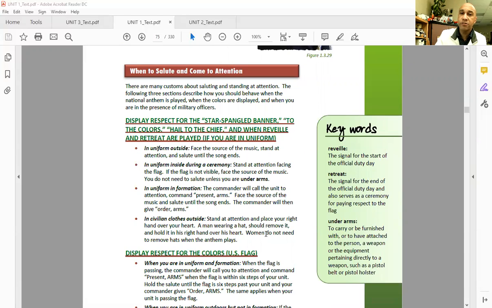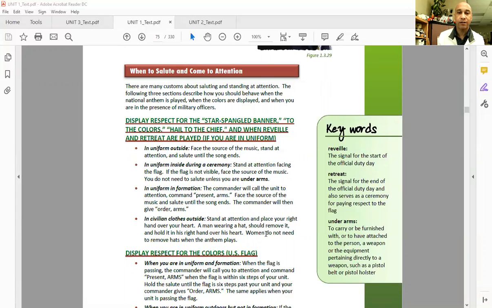All right, if you see me in civilian clothes, do you salute? The answer is no. You haven't served in the military yet. Congress authorized me to salute years ago. They haven't authorized you cadets to salute in civilian clothes, so don't do it. You come to the attention, put your hand over your heart.